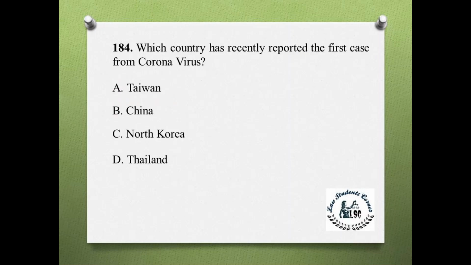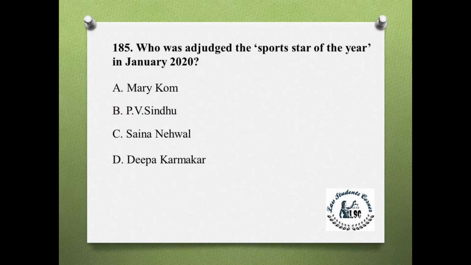Question number 184. Which country has recently reported the first case of coronavirus? Option A Taiwan, Option B China, Option C North Korea, Option D Thailand. Correct answer is Option B China. Question number 185. Who was adjudged the Sports Star of the Year in January 2020? Option A Mary Kom, Option B PV Sindhu, Option C Saina Nehwal, Option D Deepa Karmakar. Correct answer is option B, PV Sindhu.